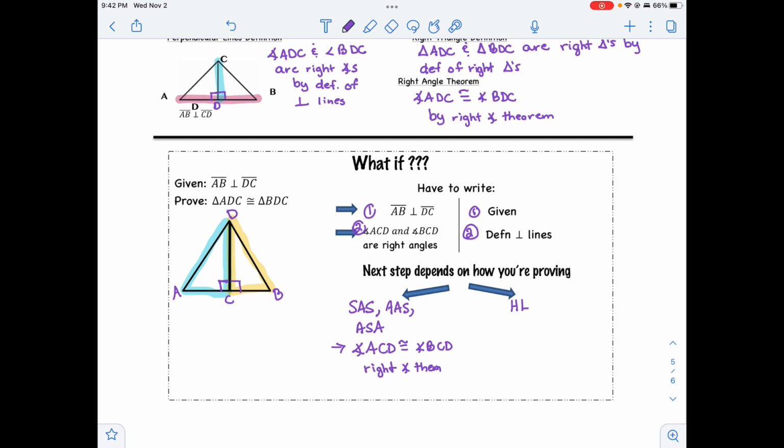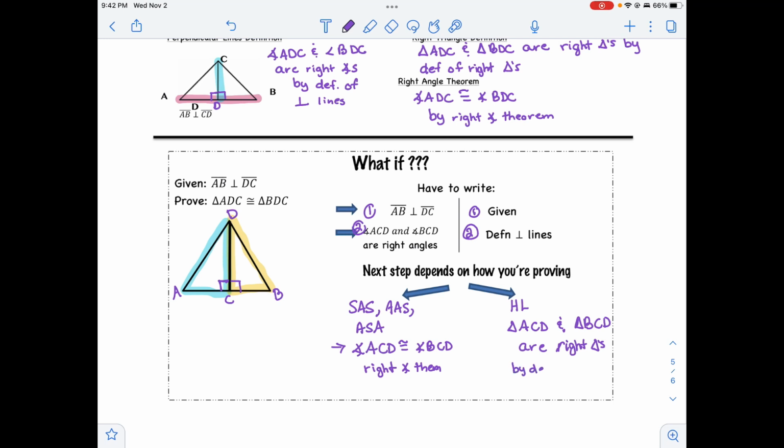However, if we're trying to prove hypotenuse leg, or we use hypotenuse leg to prove, we've got enough information for that, then we would say that triangle ACD and triangle BCD are right triangles by definition of right triangles.